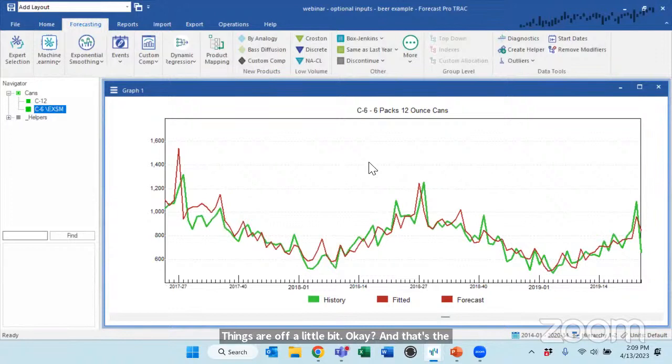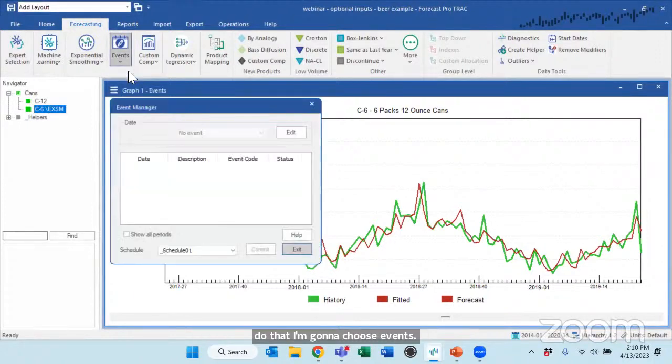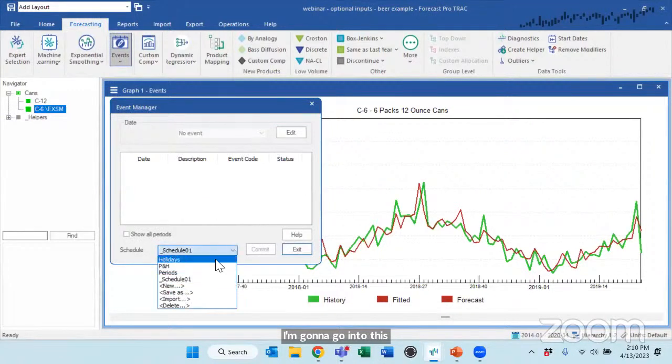So what do I want to do? Well, we're talking about event schedules. If I had a schedule that told me where the holidays are, then I could adjust for them. And instead of the single input model of just using the demand history, I'd have 2 different inputs: the demand history as well as the event schedule. So to do that, I'm going to choose events. I'm going to go into this box here, and choose a schedule that I set up for the holidays.